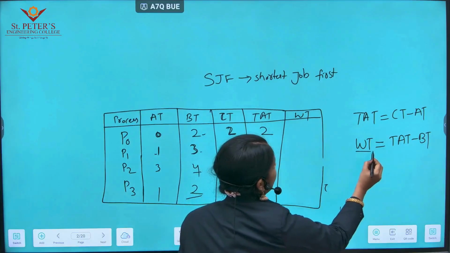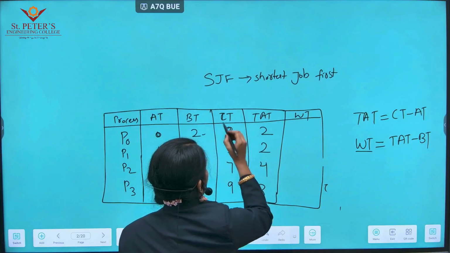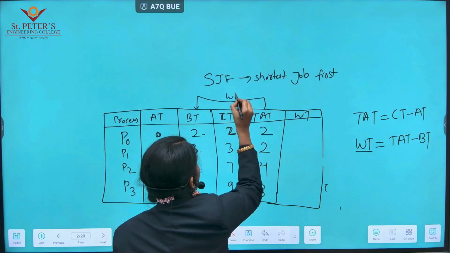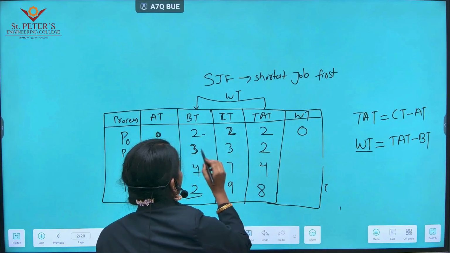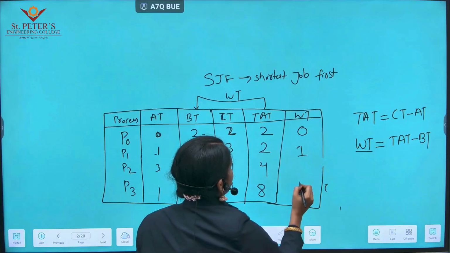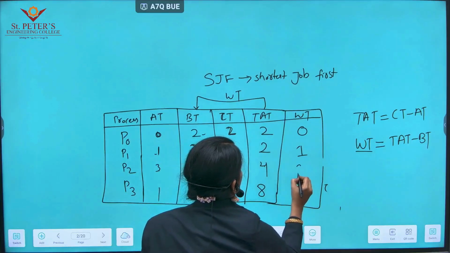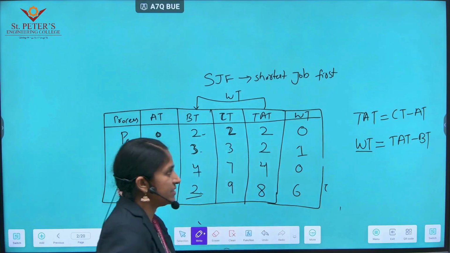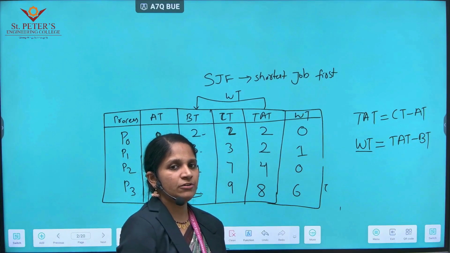Next waiting time. Turnaround time minus burst time is the waiting time. 2 minus 2, that is 0. Okay. Next 2 minus 3, that is 1. 4 minus 4, that is 0, and 8 minus 2, that is 6. This is the turnaround time and waiting time of shortest job first.